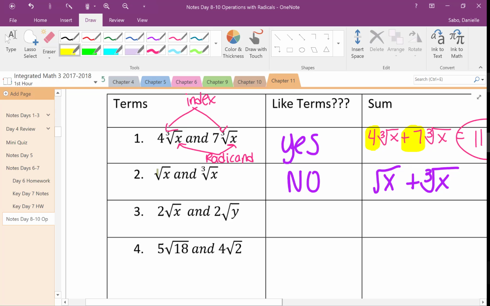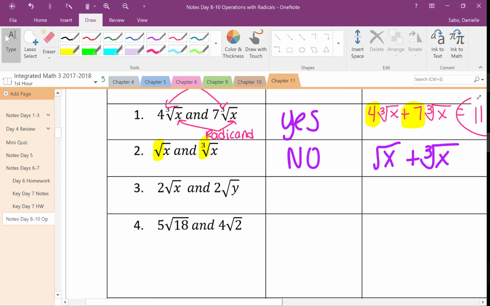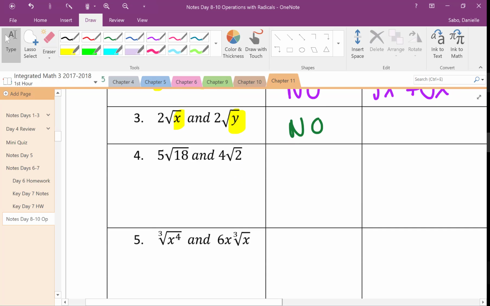If you use a highlighter, this is a square and this is a cube. Square root, cube root. That's the reason why you can't do this. What about the second one? No, why? Yeah, the radicands are different. This is x and this is y. Okay? What about this last one here? Yes, they are. Why are they?